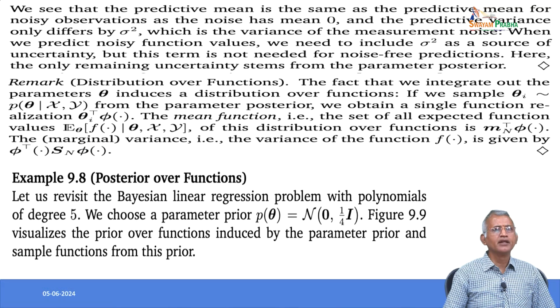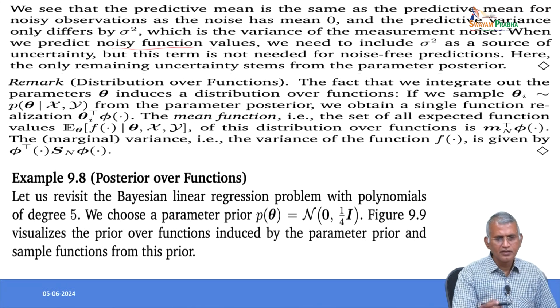and the predictive mean is the same as the predictive mean for the noisy observation, and noise has a mean of 0 and predictive variance σ², which is the variance of the measurement noise. When we predict noisy function values, we need to include σ² as a source of uncertainty, but this term is not needed for the noise-free prediction. Here the only remaining uncertainty comes from the parameter posterior.